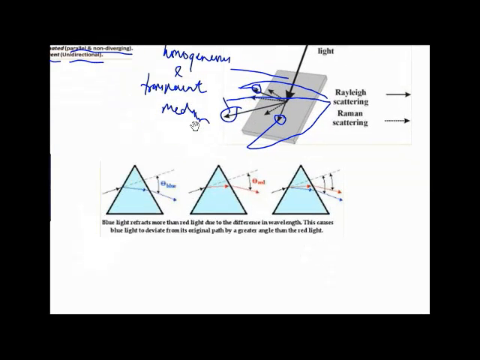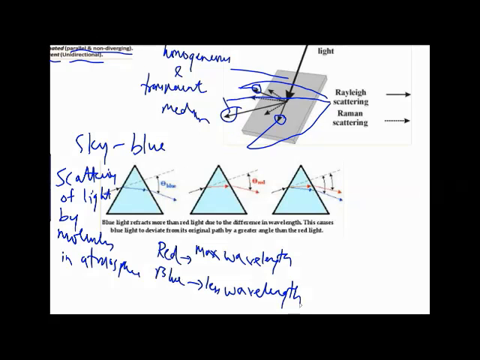Rayleigh went on to study why the sky looks blue. He made a proper explanation of the blue color of the sky on the basis of the scattering of light by the molecules in the atmosphere. You can see the blue color refracts more than the red light because of the difference in wavelength. This causes blue light to deviate from its original path by a greater angle than the red light. We know that red has a higher wavelength compared to blue. The sky is blue basically because of the scattering of the light by the molecules in the atmosphere.